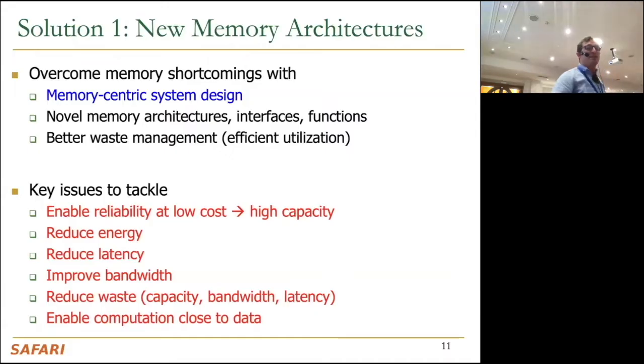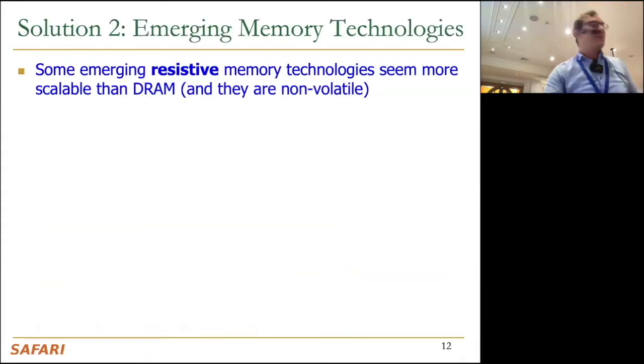Okay, in the end, I think enabling computation close to data will help a lot of these, because it could solve some of the reliability problems. And also it could reduce energy, latency, improve bandwidth, maybe reduce waste if you do compression inside the memory, for example, compression and decompression inside the memory. Okay, any questions? Again, I'm still painting broad strokes over here.